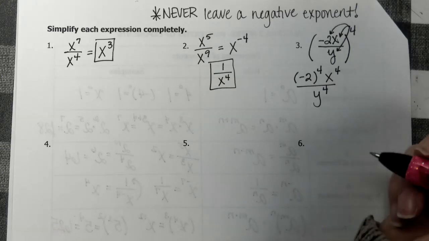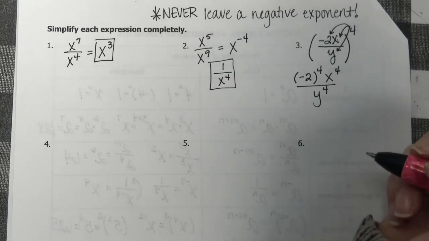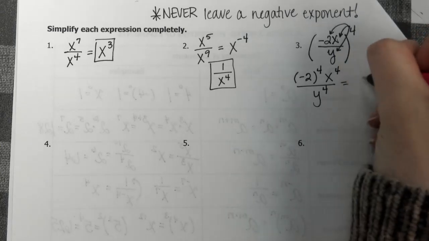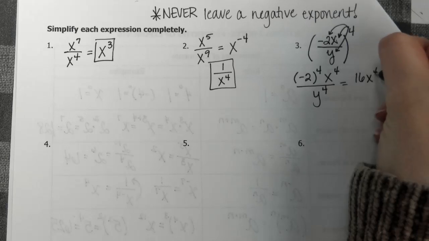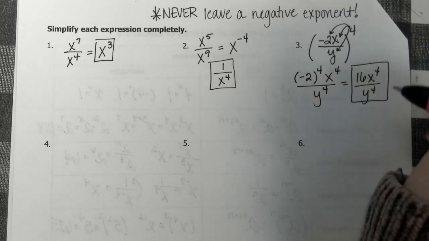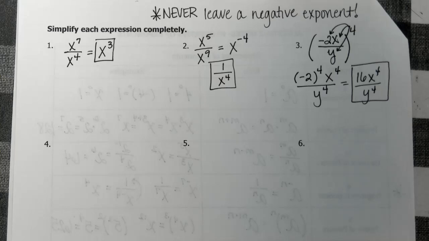Okay, now in your calculator, what is negative 2 to the 4th power? Okay, you should have 16, not a negative 16. If you gave me a negative, that means you didn't type it with parentheses. You might write it with parentheses, but not type it with parentheses, so you have to be careful. So your final answer is 16 x to the 4th, y to the 4th.